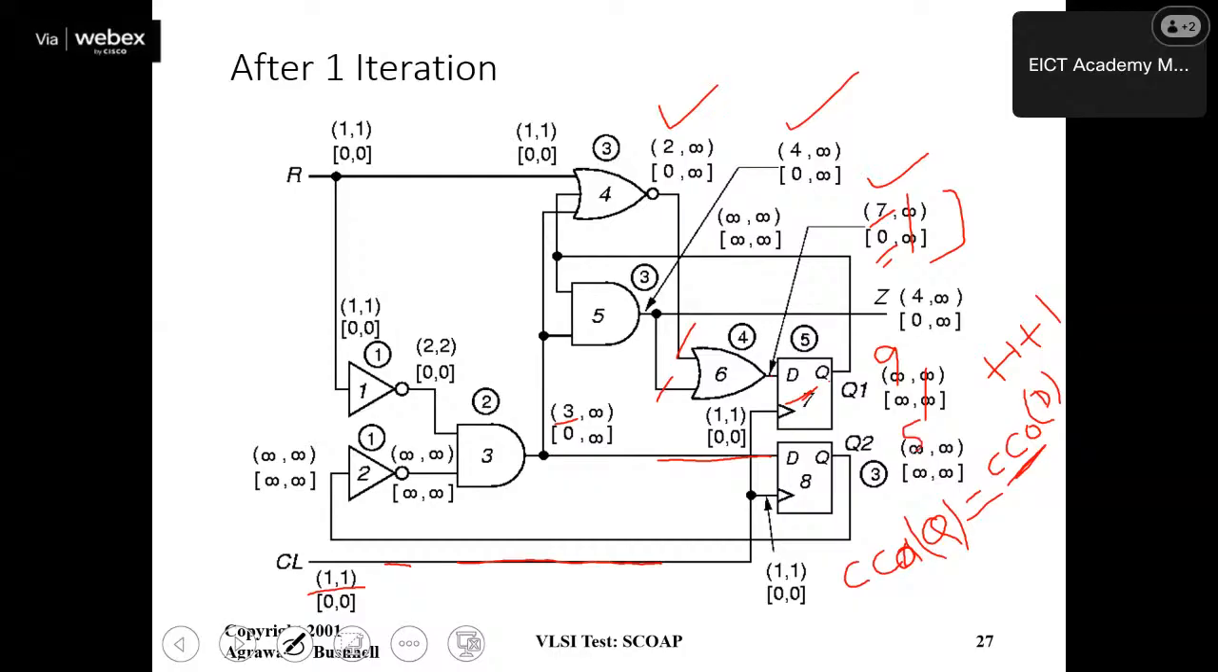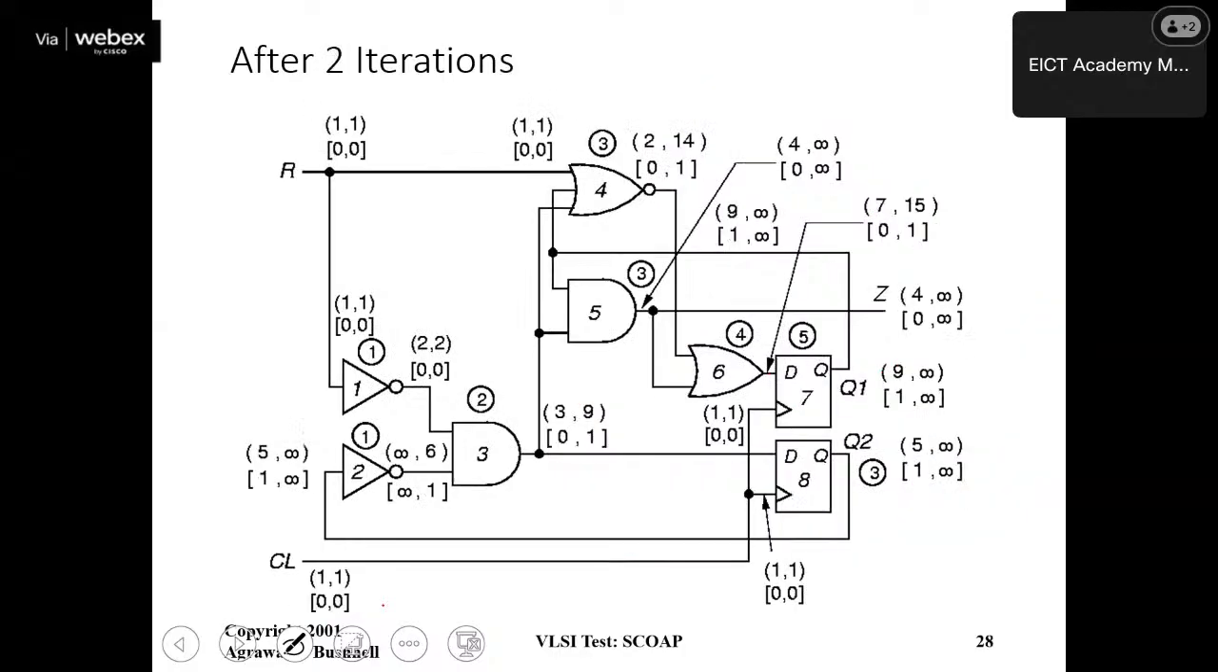What about the sequential? For sequential, all others were 0, so this is set to 1 and this is set to 1. You got my point? Because this was 0 and these were also 0 for the sequential, right? So 9 1 and 5 1, comma infinity infinity, this is what we have. Once we have these values, then we can back propagate. Let's start the next iteration.